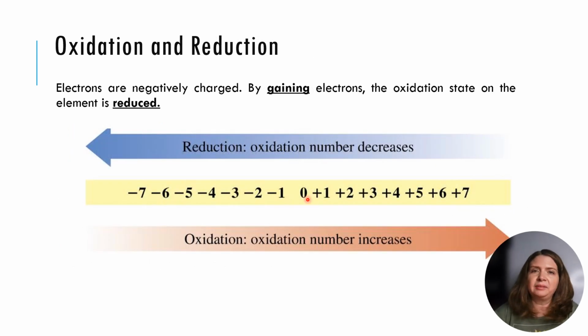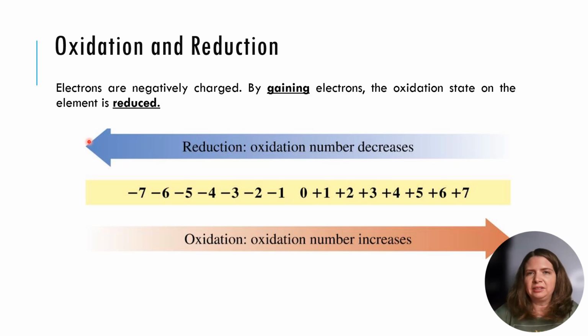This number line helps illustrate oxidation and reduction through changes in oxidation states. For instance, if an element goes from being +5 to being +3, its oxidation number is decreasing. This means that it is being reduced.